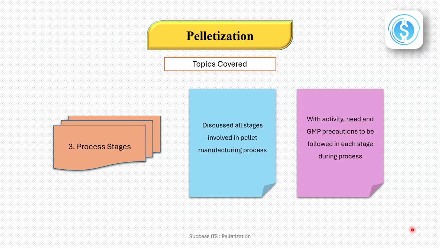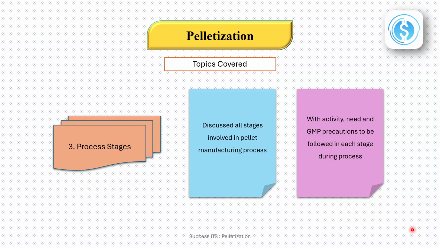In this topic, we will discuss every process stage in detail, including the purpose of the stage, activity performed in that particular stage, the equipment used, critical process parameters, and the expected output. We will also cover the GMP precautions that must be followed to prevent contamination, mix-up, and processing errors.